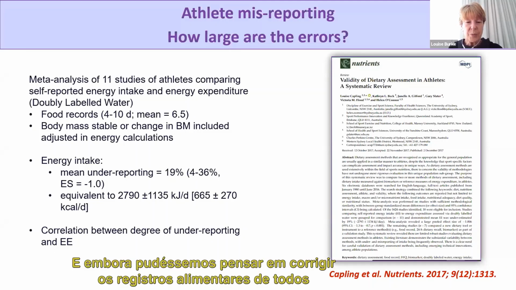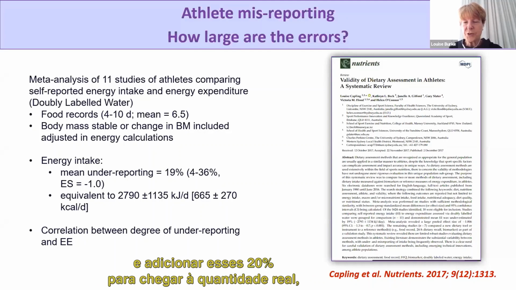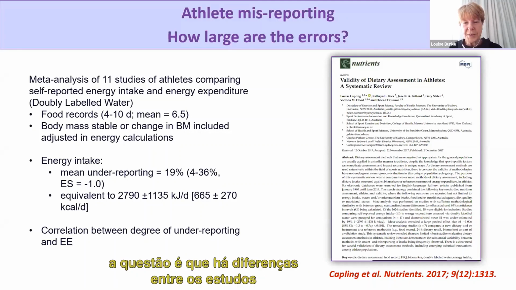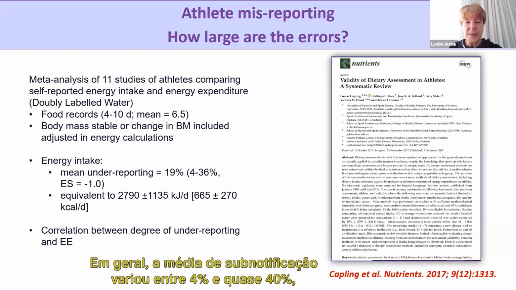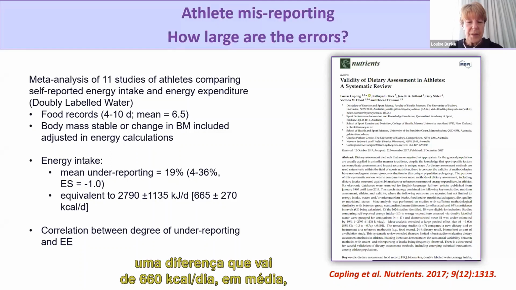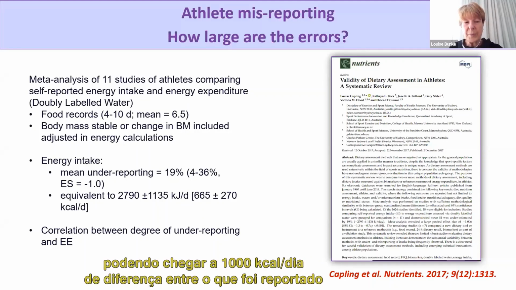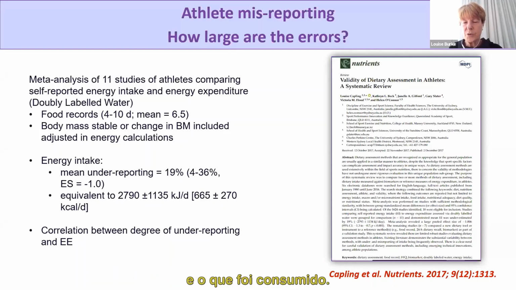And although you could say, well, why don't we just correct everybody's food record and add an extra 20% to bring it back to what might be more truthful, the problem is that there are differences between the studies and within athletes within the different studies. That means that there's no single correction factor that's applicable. In these studies, on average, some athletes underreported by up to nearly 40%. And that's equivalent to around 660 calories per day on average, but it could be up to 1,000 calories a day difference between what was truly reported and normal intake.